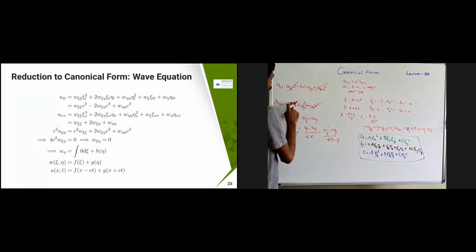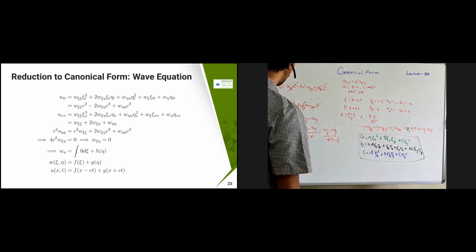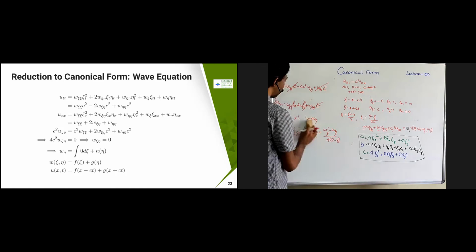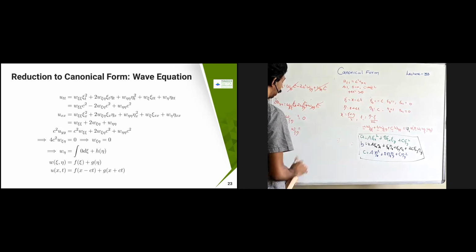And here, once I multiply by c square, I am going to get c square here and c square here. Okay, so these are the terms. If I just add it up, everything cancels out, so this term is not there. Therefore, you are going to get 4 w_chi_eta equal to 0. So I can just write w_chi_eta equal to 0.